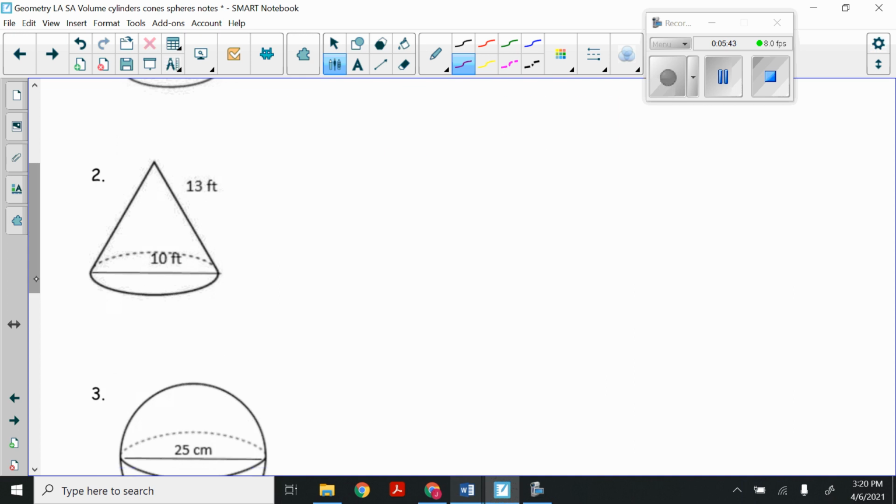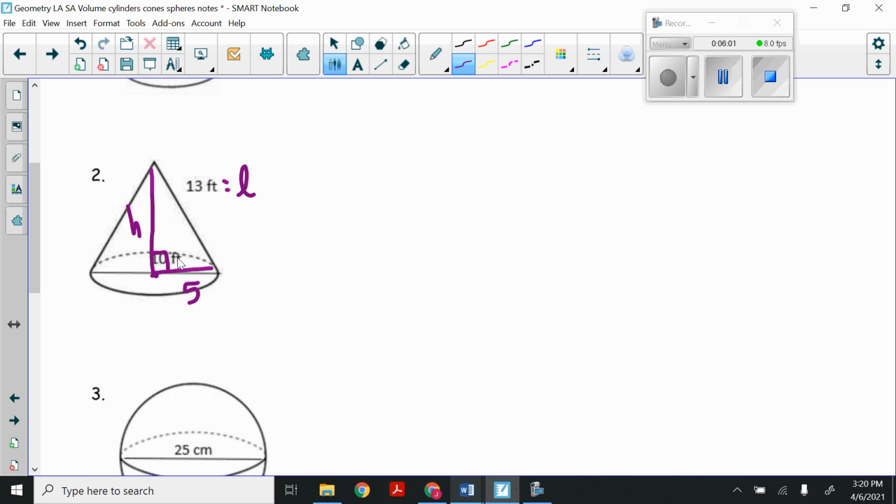Number 2, we have a cone. In our cone, remember that we're going to need the height of the cone. So this 13, that's on the edge, so that's my slant height. My diameter is 10, so that means that my radius is 5. This is going to be my height.